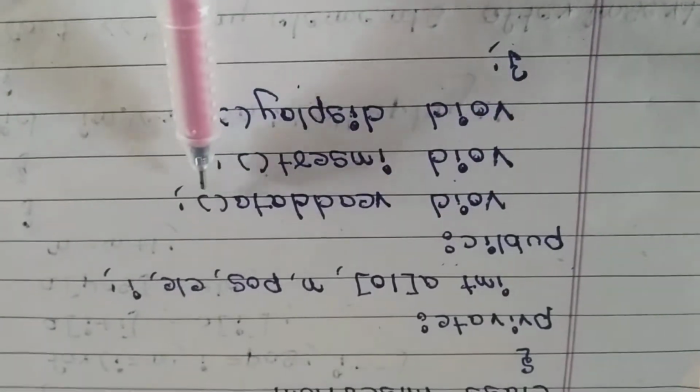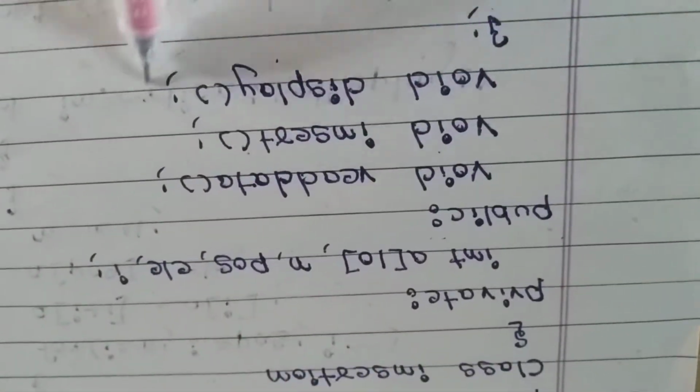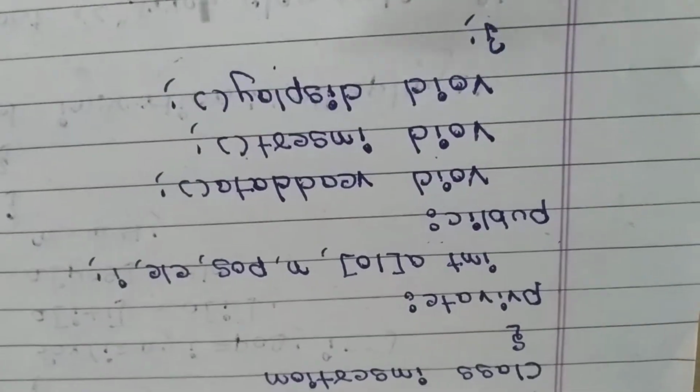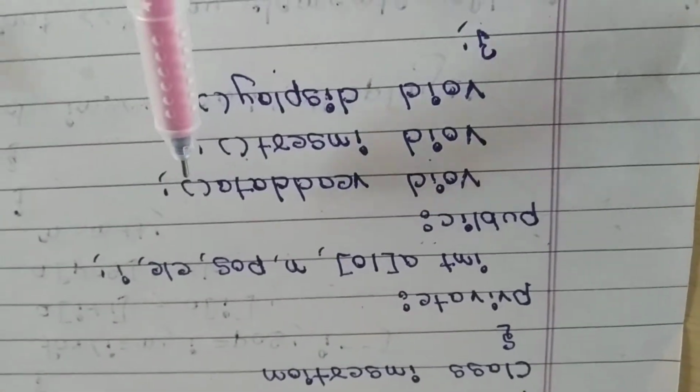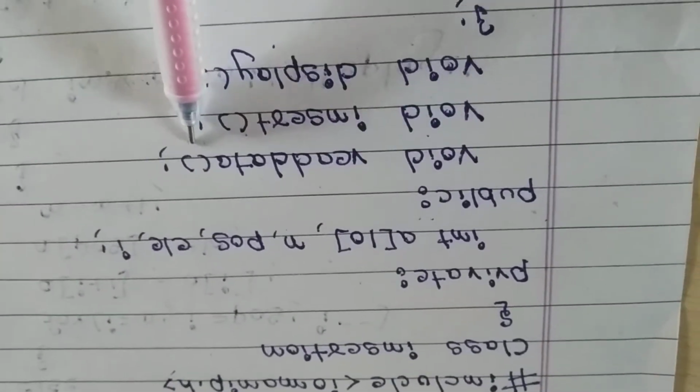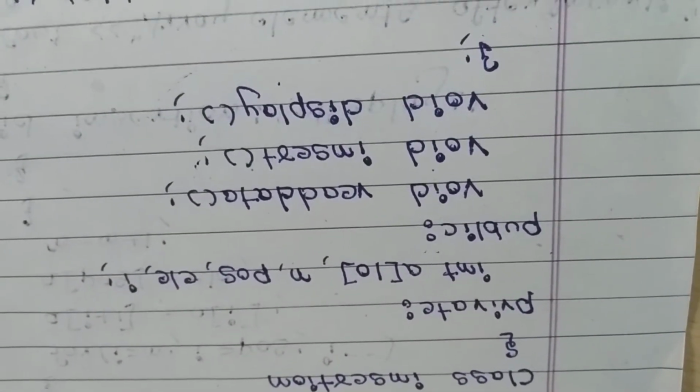Return type, function name, argument list, semicolon. This one we call function declaration. A function, in the 7th chapter we studied. Functions will be declared inside the class, defined outside the class. Okay.